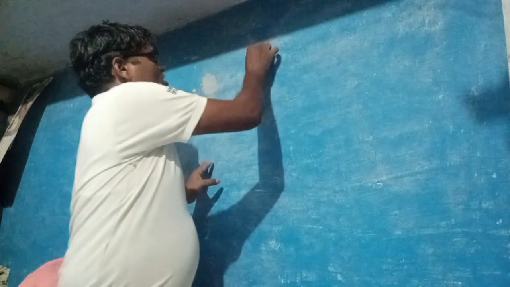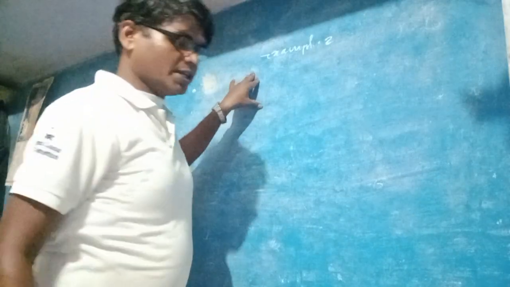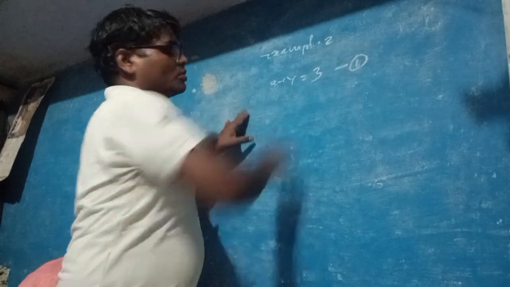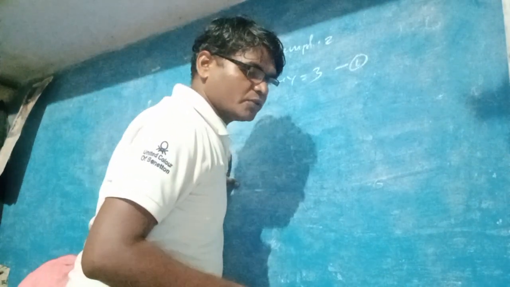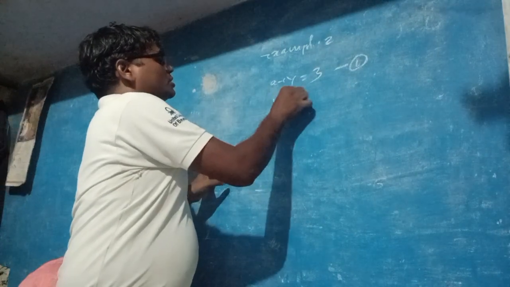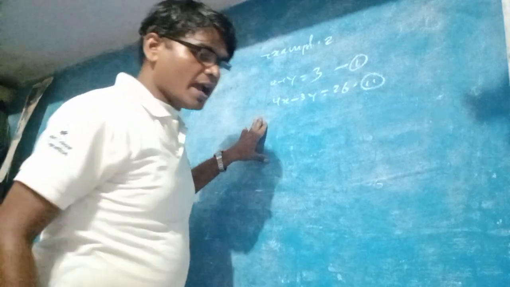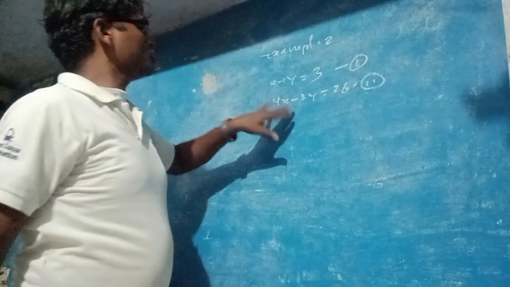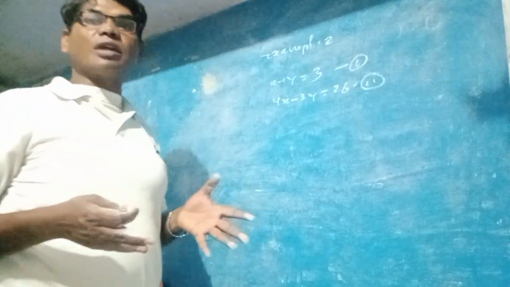Suppose here is the second example: x plus y is equal to 3. This is equation number 1. And the second equation is 4x minus 3y is equal to 26. This is the second equation. As we solved the first example, just like that we have to solve the second.